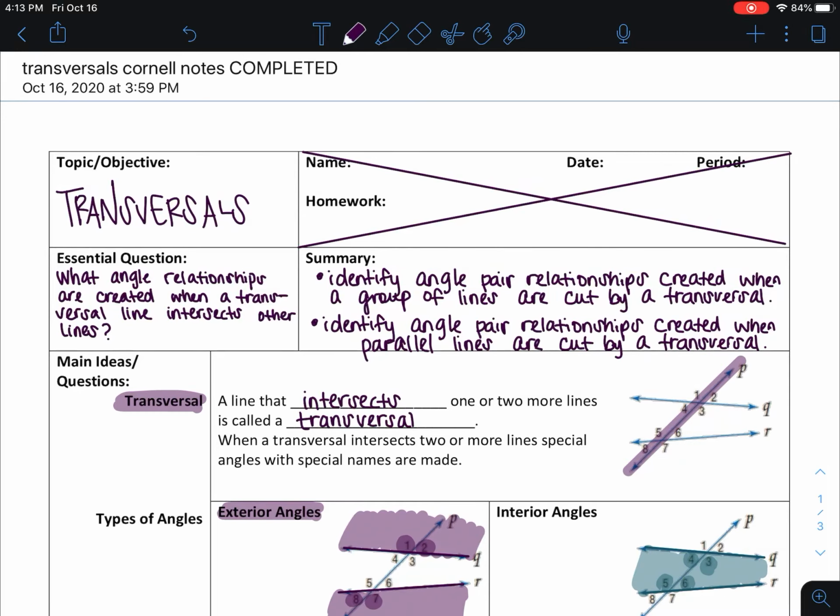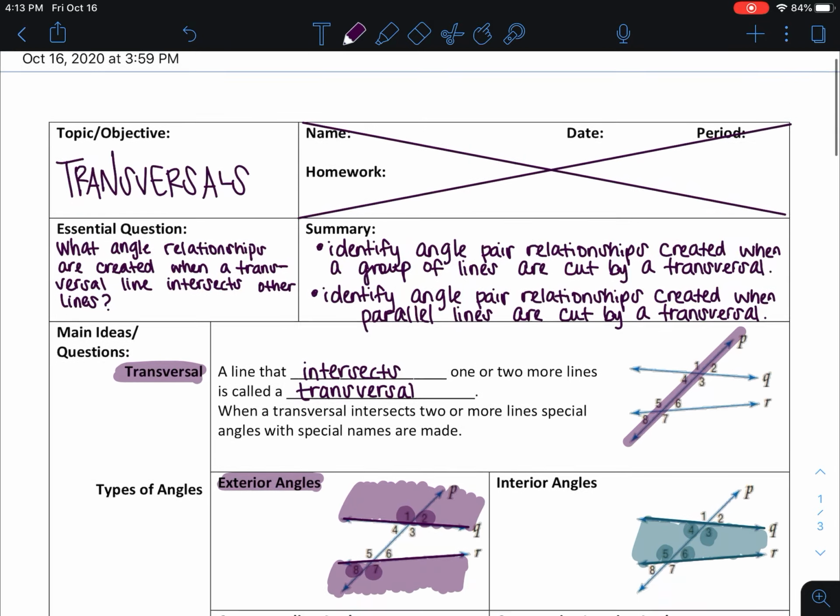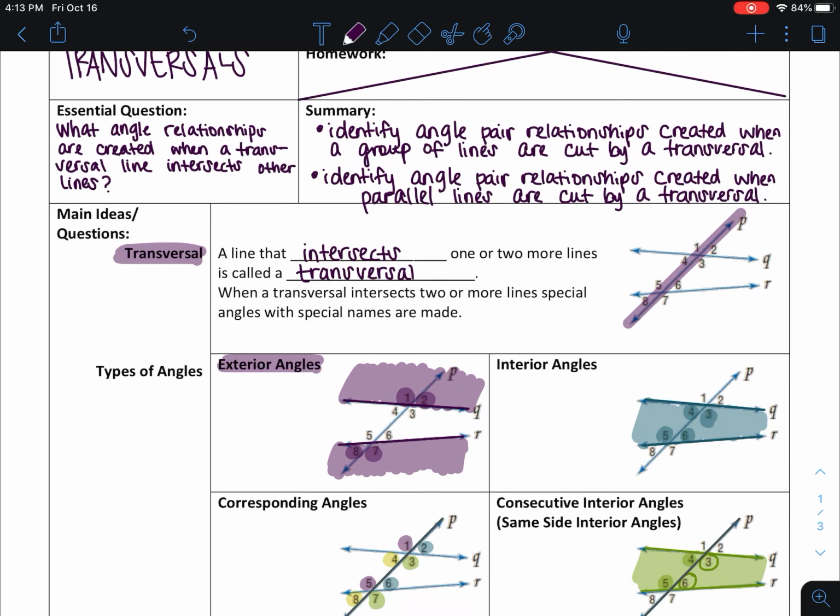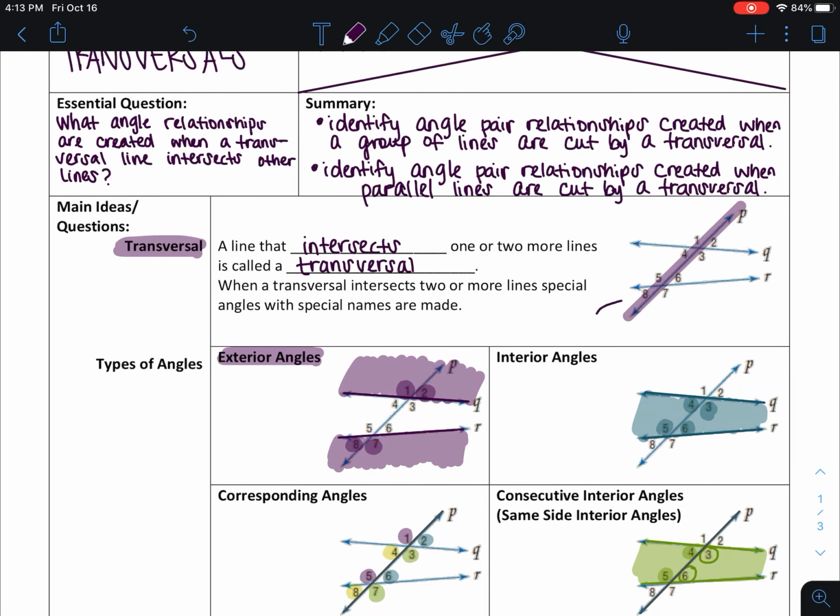Okay, now we are beginning the unit on transversals. So let's talk about what that is. A transversal is a line that intersects one or two more lines, and when it intersects two or more lines, special angles with special names are made. So if you notice right here, that purple highlighted line, that's a transversal.